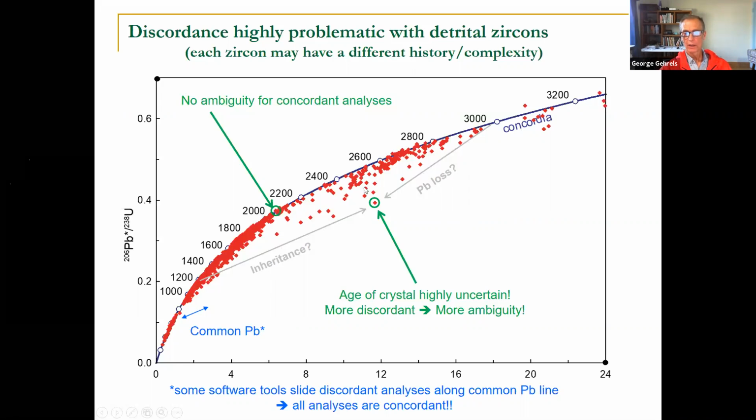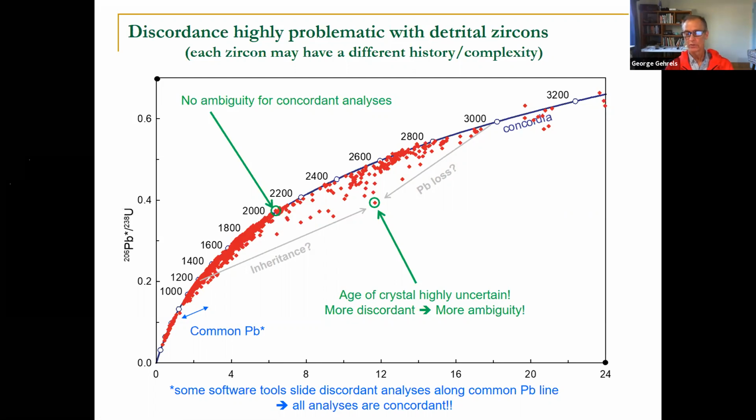And so if you have an analysis that's way off of Concordia, way out here, it's really tough to be sure what the true age of that crystal is. The closer you are to Concordia, the fewer degrees of freedom, the less uncertainty there is about that age. So this is something that you have to determine as the owner of this data set, even though the data might be generated in a lab where they know a lot about the individual analyses.